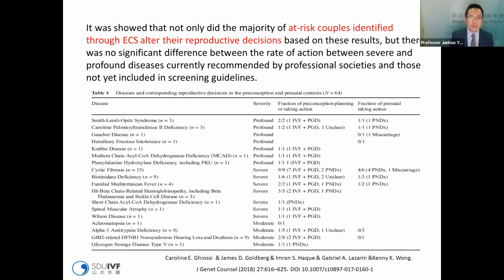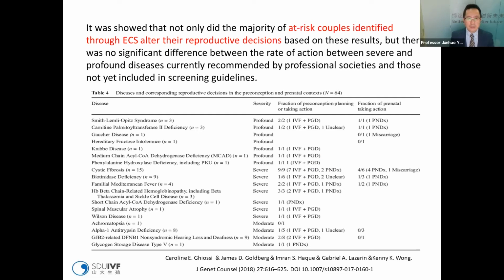So as shown in this table, not only did the majority of at-risk couples identified through ECS alter their reproductive decisions based on the results, but there was no significant difference between the rate of action between severe and profound disease currently recommended by professional societies and those not yet included in screening guidelines.